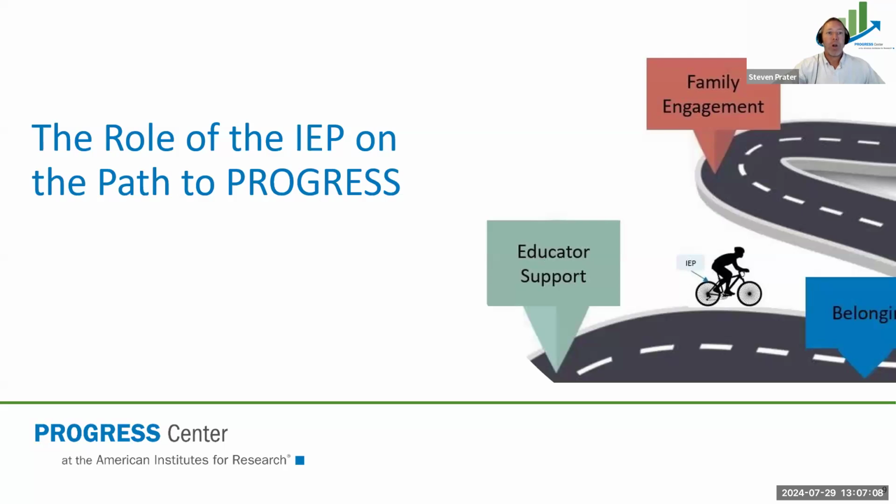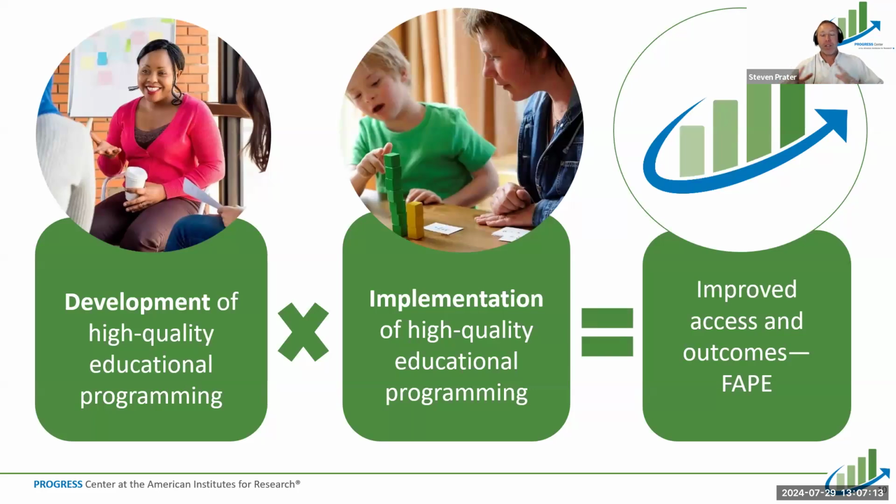Okay. So the role of the IEP on the path to progress. All right. If you've seen any of our slides or any of our sessions before, some of these few slides here in the beginning are going to be pretty familiar to you. But what we believe at the Progress Center is that when we work collaboratively with students and families to develop that high quality educational programming in accordance with IDEA, and then also combine that with the implementation of that IEP, that's how you get that improved access and outcomes, that free appropriate public education. That's what FAPE stands for, that all students are entitled to.